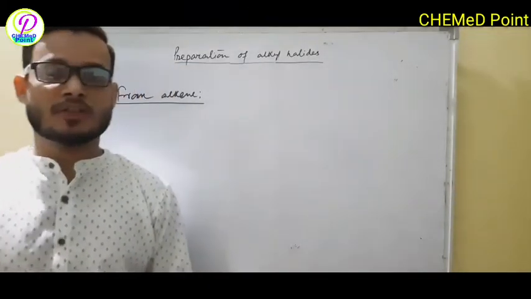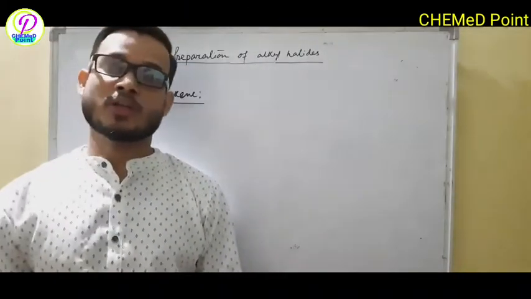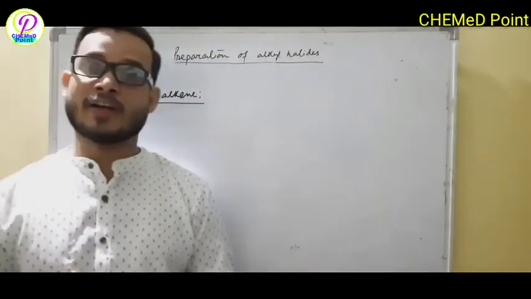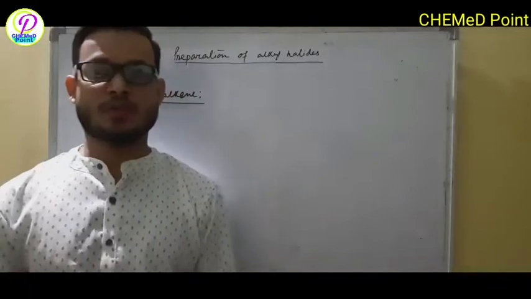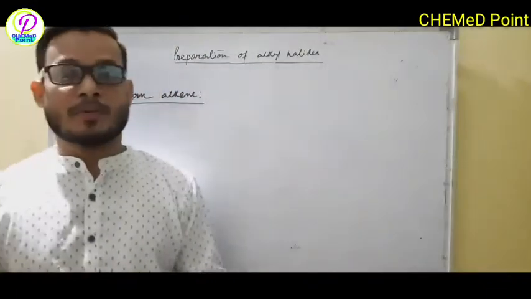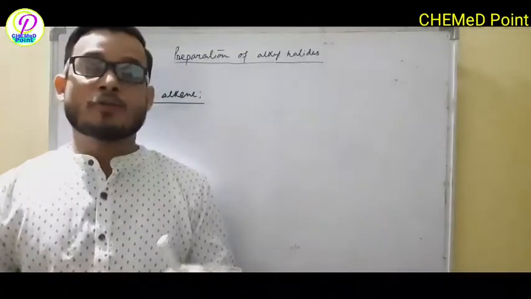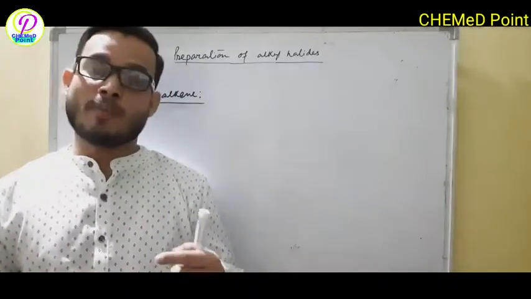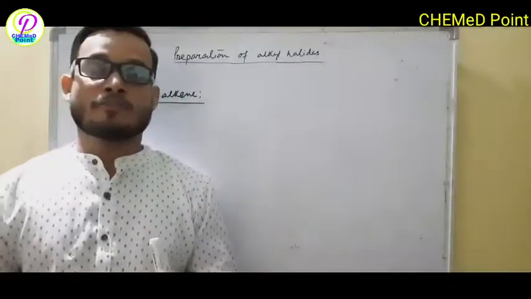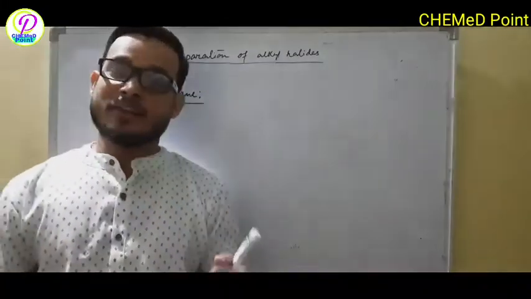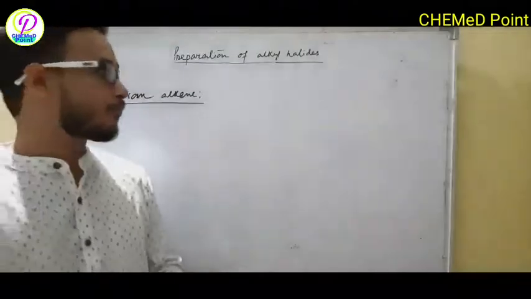In our last lecture, we started the preparation of alkyl halides, and we have seen alkyl halides can be prepared by direct halogenation of alkanes. Today we are going to start the preparation of alkyl halides from alkenes. How can we prepare alkyl halides from alkenes? We'll see now. From alkenes, we can prepare alkyl halides in two different ways.